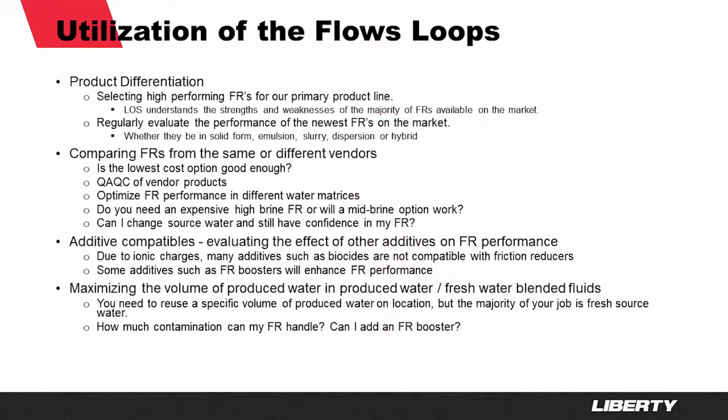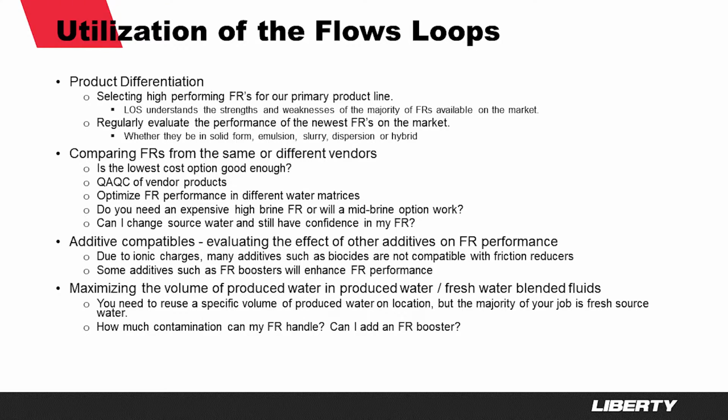We also check for compatibilities with the flow loop. Some products that we add, such as biocides, can have a negative effect on FR performance. The loop enables us to check for those issues and to understand what the maximum level of a given additive should be. Also, some products, such as FR boosters, can aid the performance of FRs in stress waters, and the loop helps us to optimize these products. Finally, if you plan to utilize produced water on your frac job, the loop can help determine if the product at hand is capable or if it might require some dilution with fresher water. Understanding what you can and can't get away with can help save money.